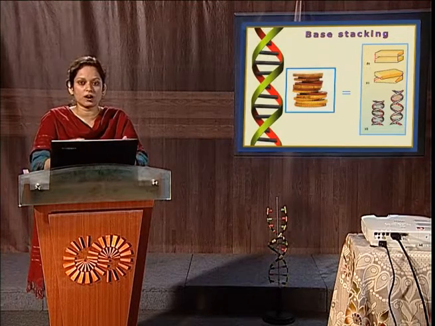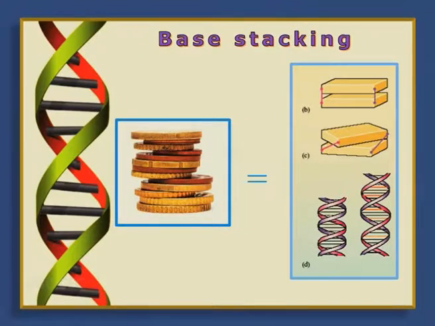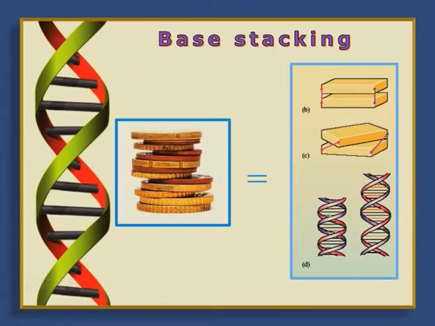Base stacking occurs because the aromatic bases are non-polar, so when they are dissolved in water, they come into close juxtaposition of the aromatic rings so that the pi systems can overlap. As shown in this slide, how does base stacking look? It looks as if a row of coins has been piled together in a column. So it's very similar to that.